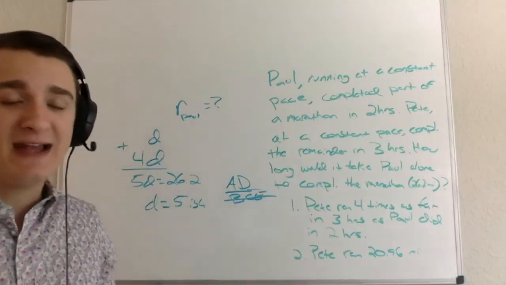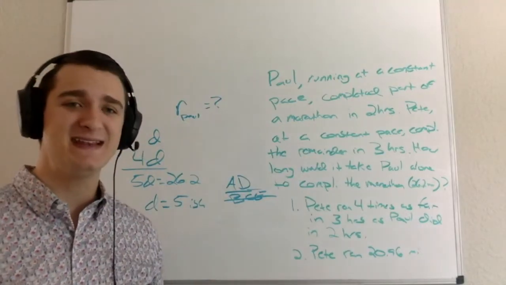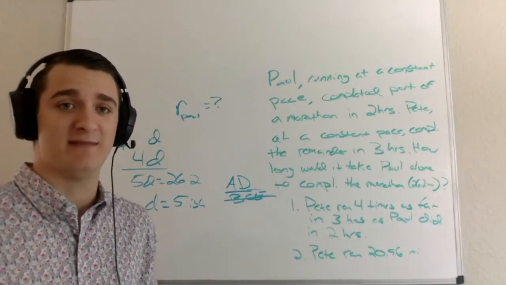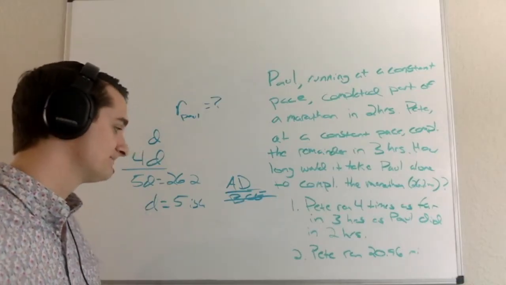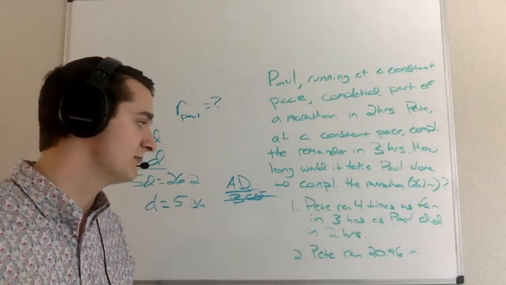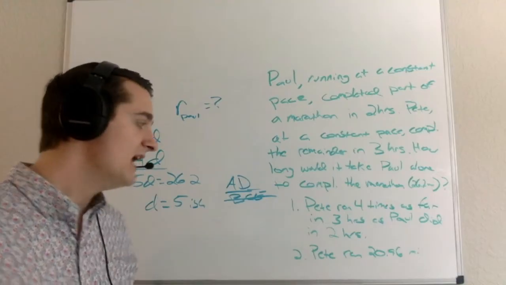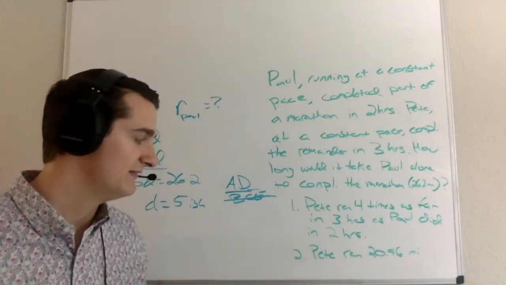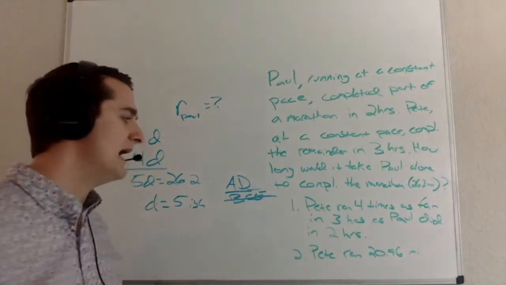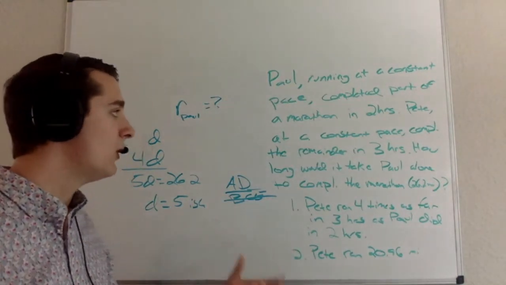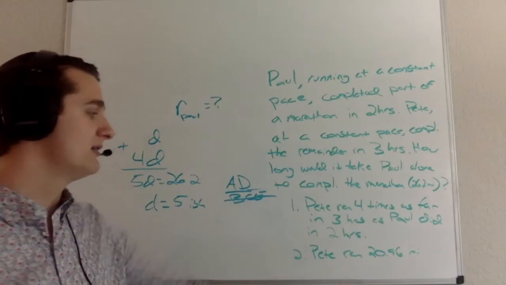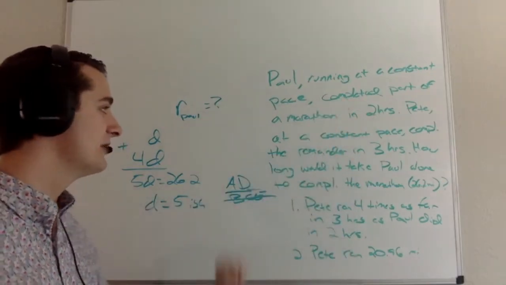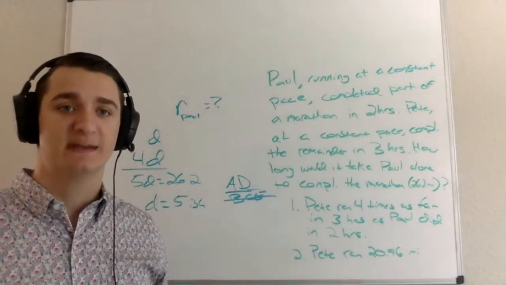And you can see here, I didn't do a ton of math. And that's intentional because I don't want to do a ton of math. I just want to know whether it's sufficient. Statement two tells me Pete ran 20.96 miles. Obviously, I can figure out that then the remaining 5.24 miles were run by Paul. If Paul ran 5.24 miles in 2 hours, I can figure out his rate. And again, that's going to be sufficient.